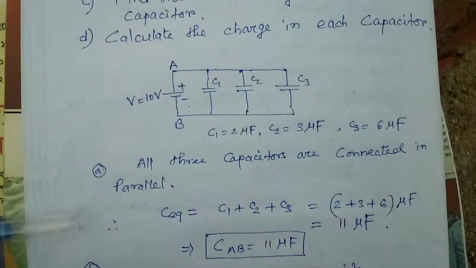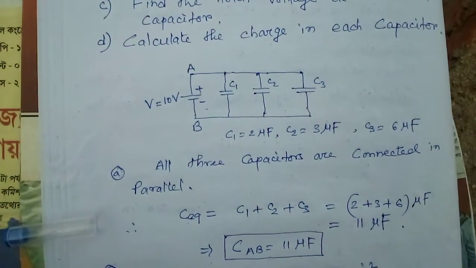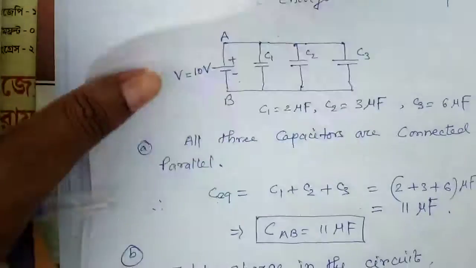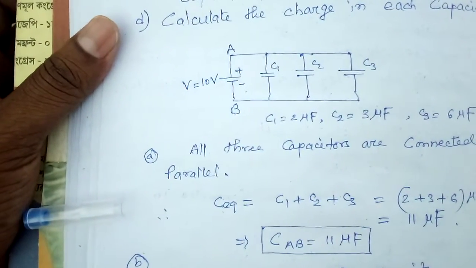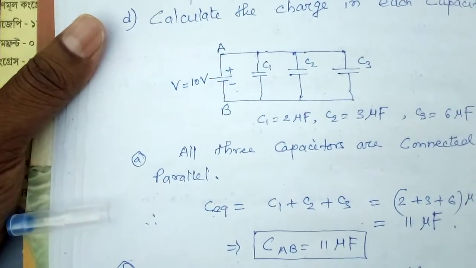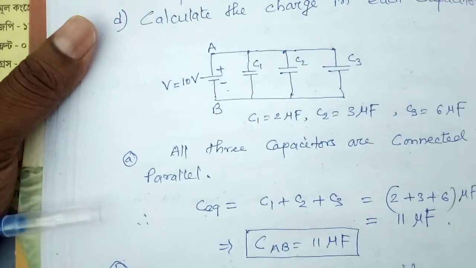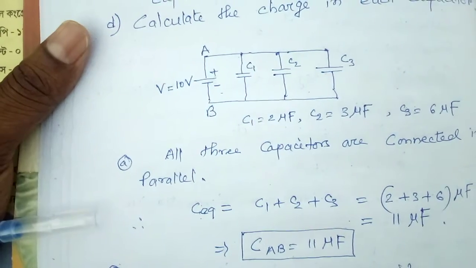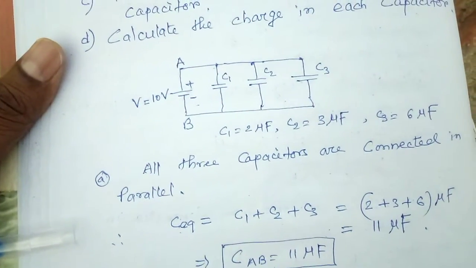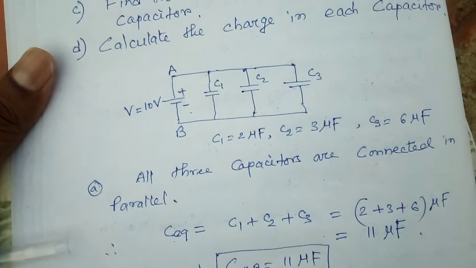We have supply voltage 10 volt. Therefore, potential drop across capacitor C1 is also 10 volt, and similarly the potential drop across capacitor C2 is also 10 volt, and the potential drop across capacitor C3 is also 10 volt.